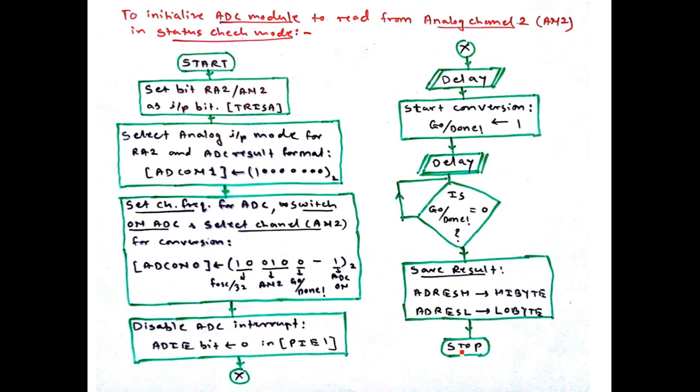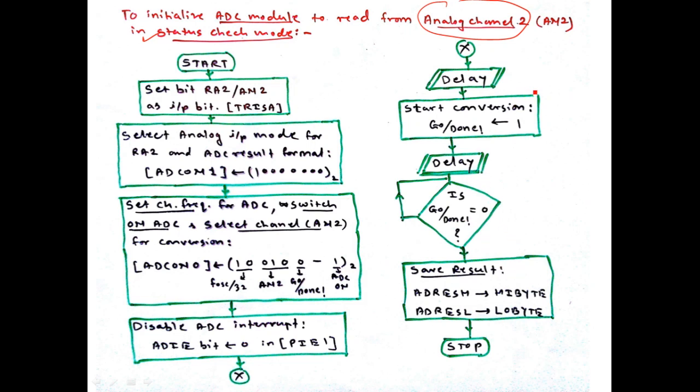Suppose the problem is that you want to read the analog 2 channel by status check mode, because when the ADC result is obtained and stored, automatically the ADC interrupt flag is set and an interrupt is generated. But sometimes you may not need the interrupt, so if the interrupt is not used, then you can operate in the status check mode. In that case, you have to check the status of the ADC conversion manually. You can check the GO bit, and from that you can understand whether the result is available or not.